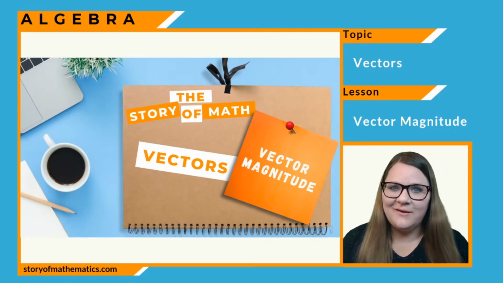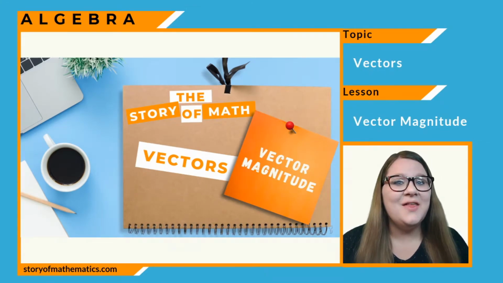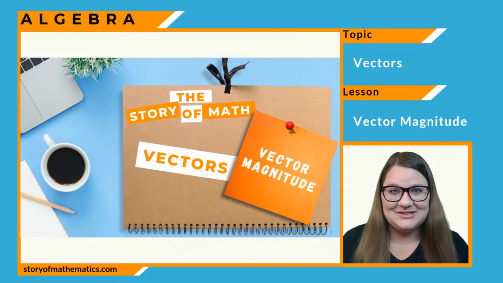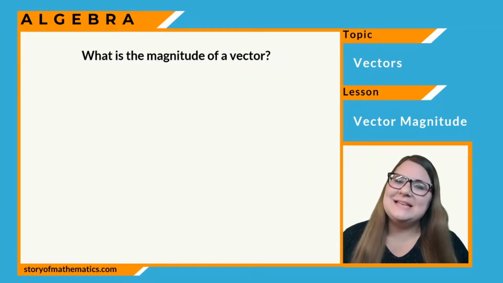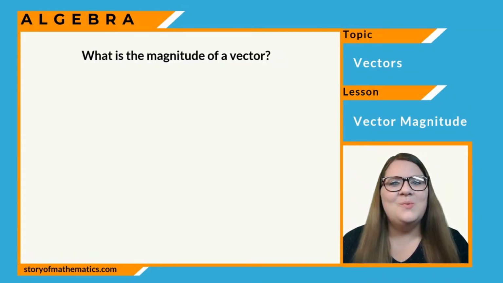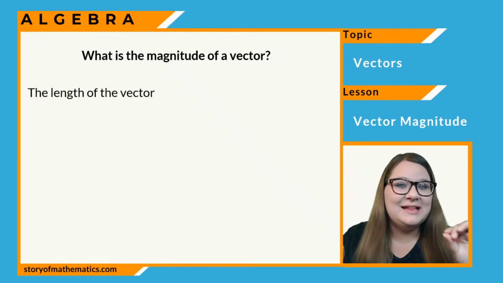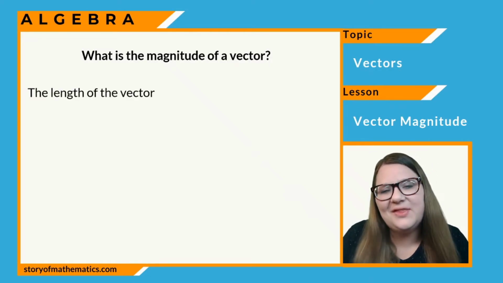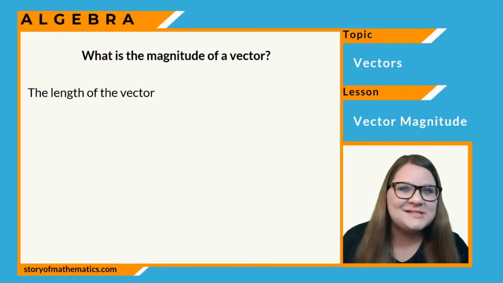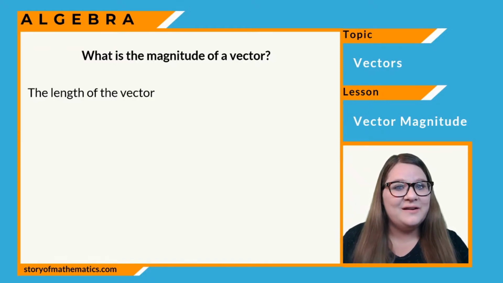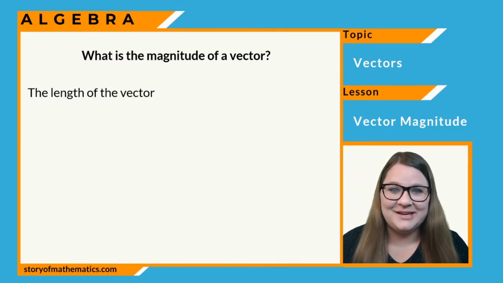In this video, we're going to learn about how to find the magnitude of a vector. But first of all, what is the magnitude? Well, the magnitude of a vector is simply the length of the vector. Remember, we think of vectors kind of like arrows. So when we find the length of the arrow, we have found the magnitude of the vector.